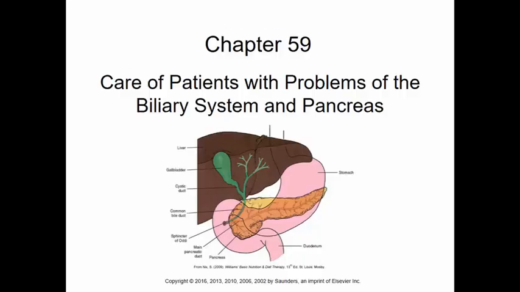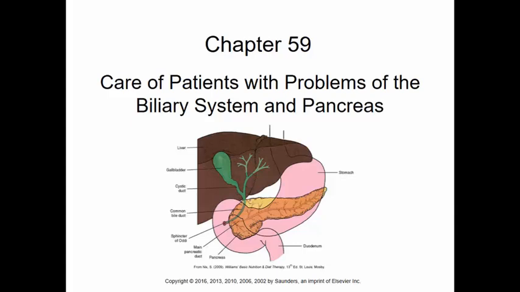This lecture is going to be on Chapter 59, IGI, Care of Patients with Problems of the Biliary System and Pancreas. This diagram here shows organs of the biliary system and the pancreatic ducts. You can see the pancreas here in the middle, the gallbladder, as well as the common bile ducts, and the liver. Sphincter of Oddi is there between the common bile duct and the duodenum. And then you can also see the stomach.